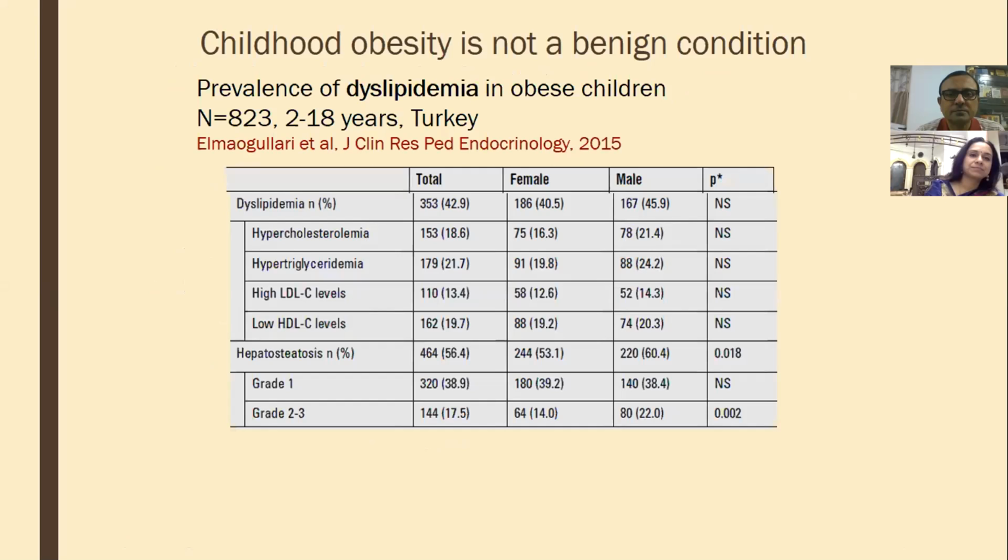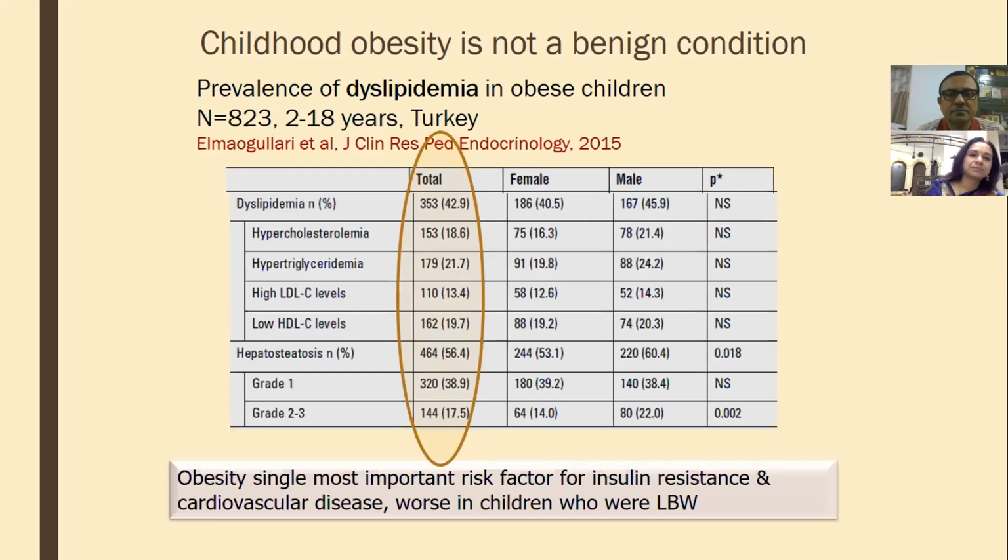Dyslipidemia. And this study, again from Turkey, showed such a high prevalence, nearly 43% of obese children had dyslipidemia. More than 50% had steatohepatitis. Obesity is actually recognized as the single most important risk factor for insulin resistance and cardiovascular disease. And it's a bigger problem for us because these problems are worse in children who were low birth weight, and a lot of our population was actually low birth weight.